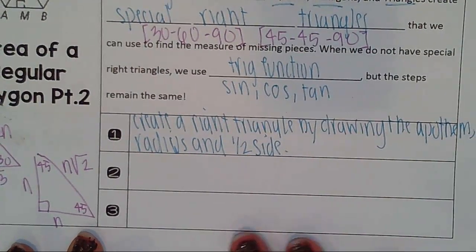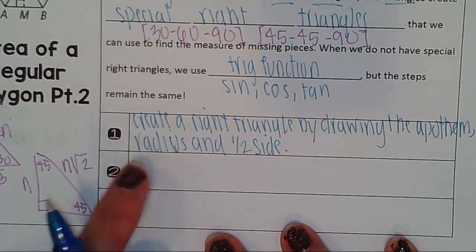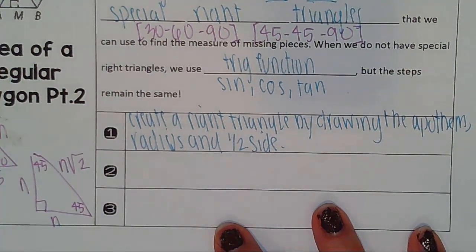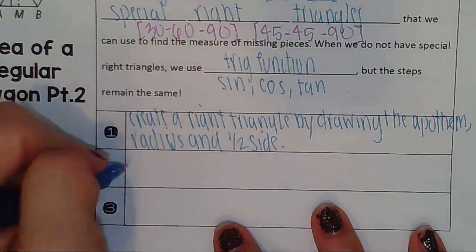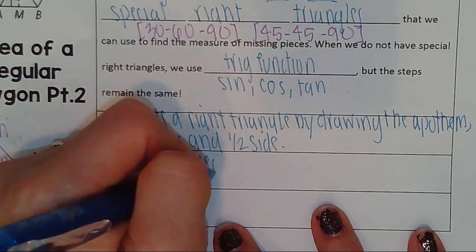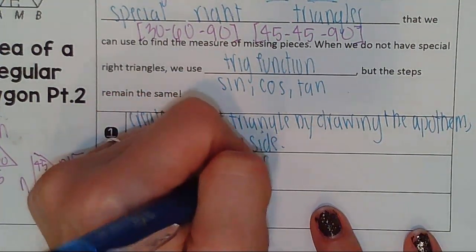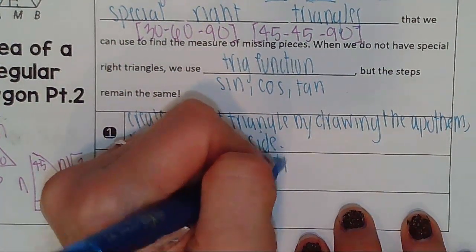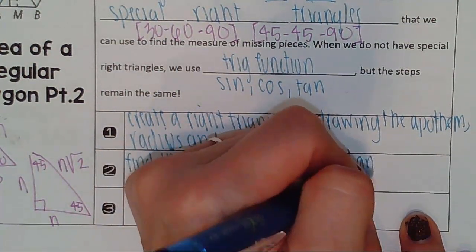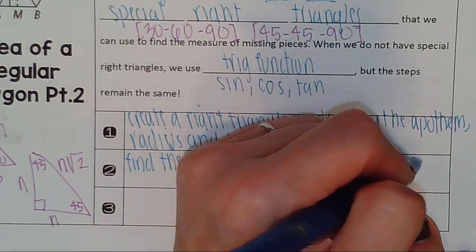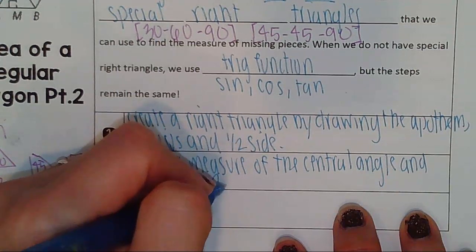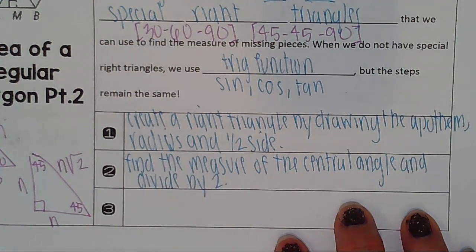Okay, the next thing you want to do is find the measure of the central angle and divide by 2, because that's how we're going to have our 90-degree angle. So find the measure of the central angle and divide by 2. Okay, not too bad, right?